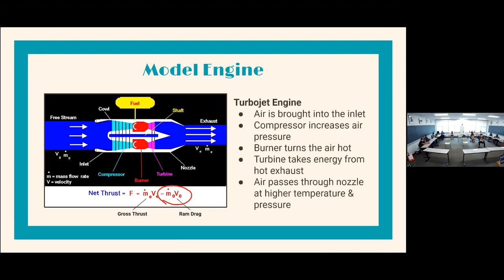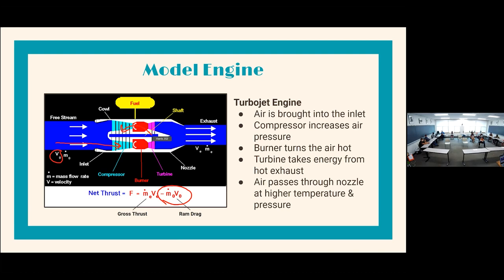And to briefly describe how it works, the surrounding air, also known as the free stream velocity, is brought into the inlet where it meets the compressor, where the compressor squeezes the air into smaller areas, causing the air pressure to increase. The burner then applies a small amount of fuel, turning the air into hot exhaust, where the turbine extracts some of that energy and uses it to power the compressor.